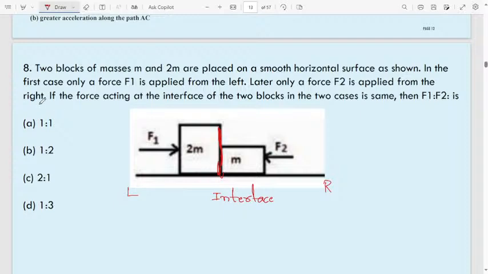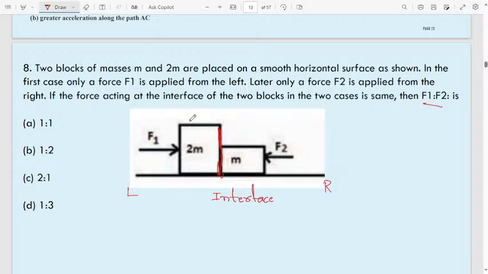Then the force acting at the interface of the two blocks in the two cases is the same. Whatever force you get at the interface of the two blocks, it will be the same. Then what is the ratio of F1 and F2?